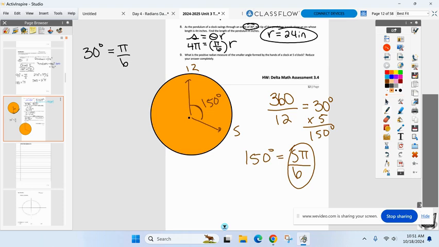You know the deal. Here we go. You're going to have a lot of S equals theta R problems on Delta Math, right up to the bell. We got plenty of time. No pop quiz on Monday. It's on Tuesday.